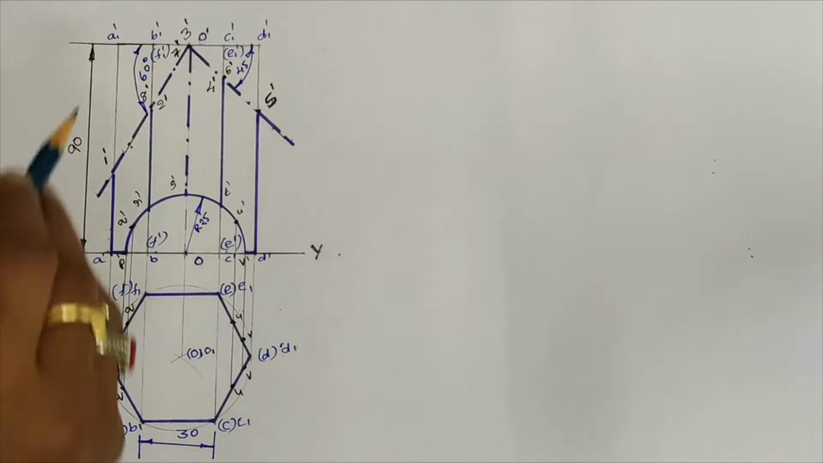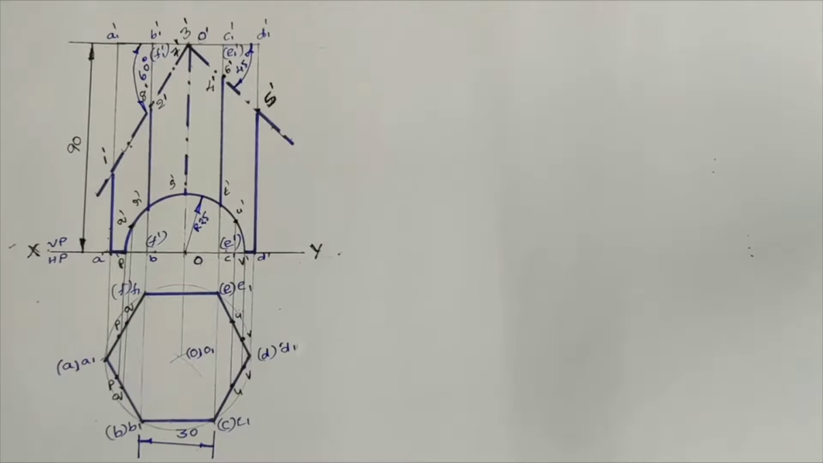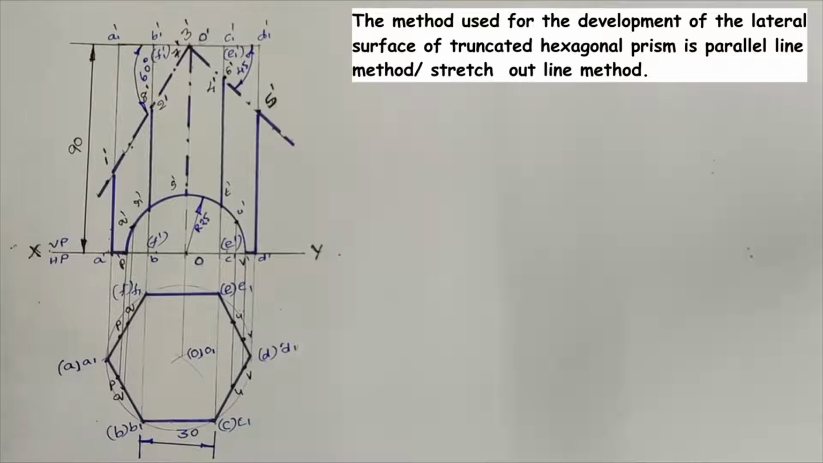Location of intersection points of the section plane lines with the face edges as well as base edges of a hexagonal prism is completed. Then we will move towards drawing the development of the lateral surface of a hexagonal prism. For that, we are going to use the parallel line method, or it is also called the stretch out line method.